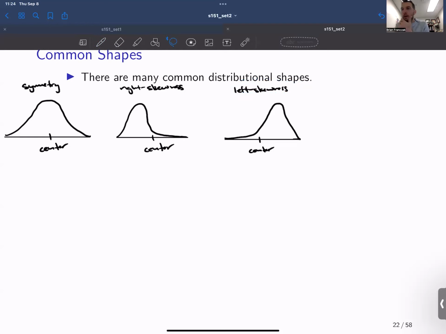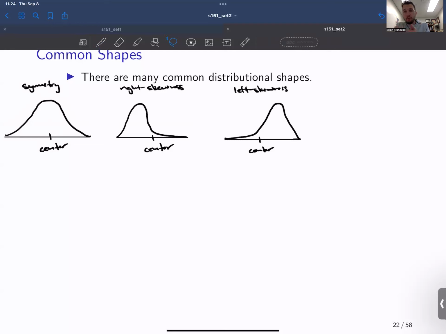So those are the three common unimodal shapes. Again, unimodal because we have one mode. There's one peak on each of these diagrams. And what we have done is we've distinguished between direction of skewness, right versus left skew, where skew is tail direction. And then we also have the symmetrical unimodal curve, which starts it off. And that's kind of the basis for everything.